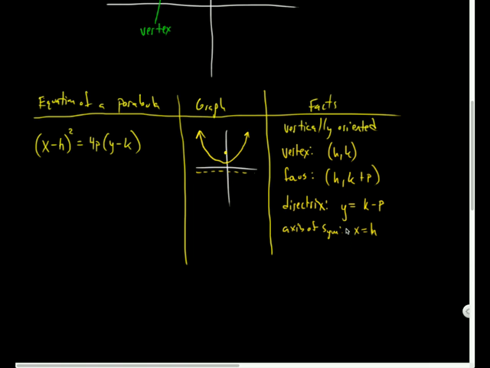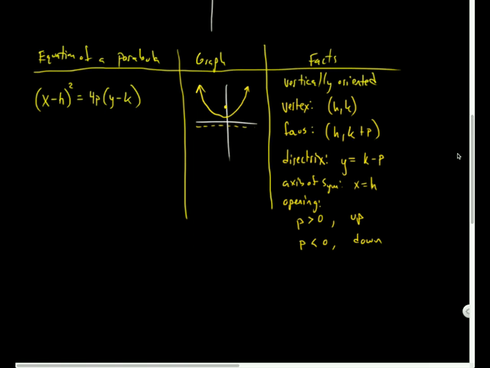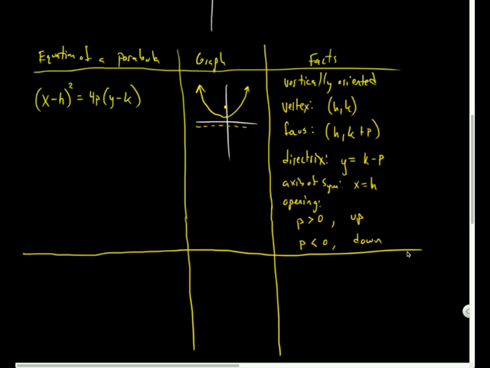Let's see. And then regarding the direction that it opens, if p is greater than 0, it opens up. And if p is less than 0, it opens down. All right? So that's our first kind of equation for a vertically oriented parabola, which are the only kind we've seen up to this point.